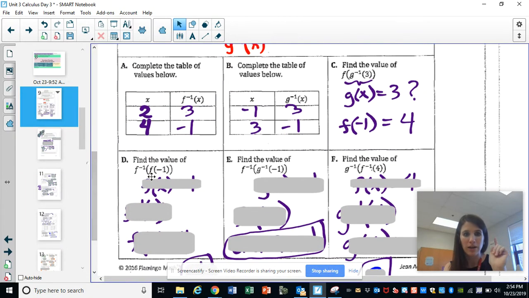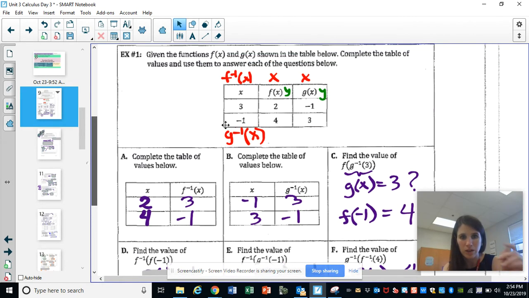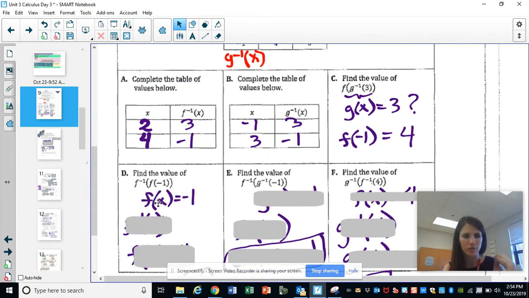Okay, let's do d. We start with the inside function for composition. What is f of -1? We've got to go up here. F of -1, we plug in -1 for x. We get an output of 4. Oh, ignore that, that's not right. We get an output of 4.